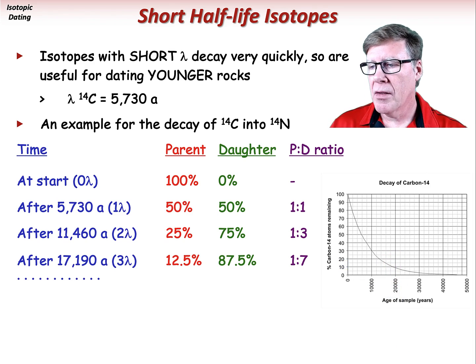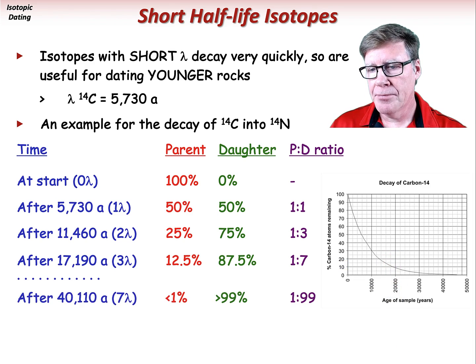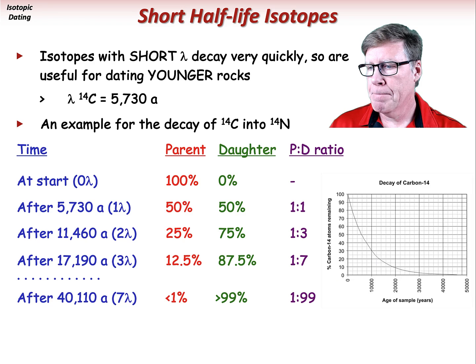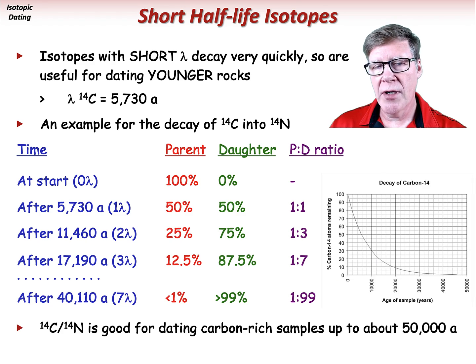Fast forward to 7 half-lives later. This is roughly 40,000 years after the beginning of the decay process, and we are down to less than 1% of the original parent material. So, due to its short half-life, carbon-14 is good for dating carbon-rich material that is younger than, say, 50,000 years old or so.